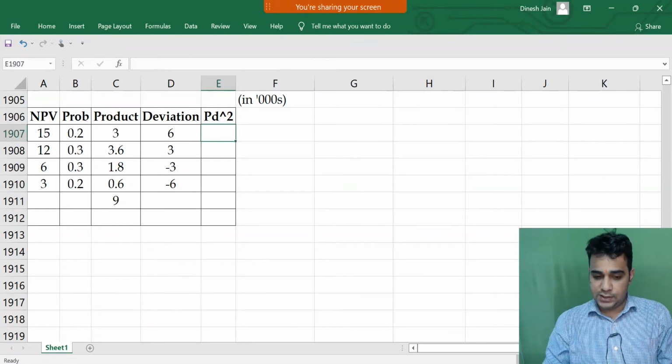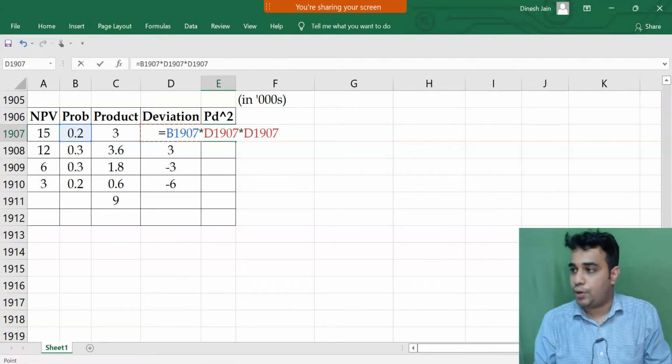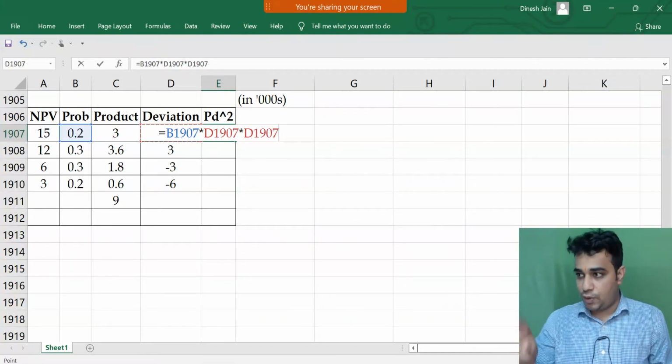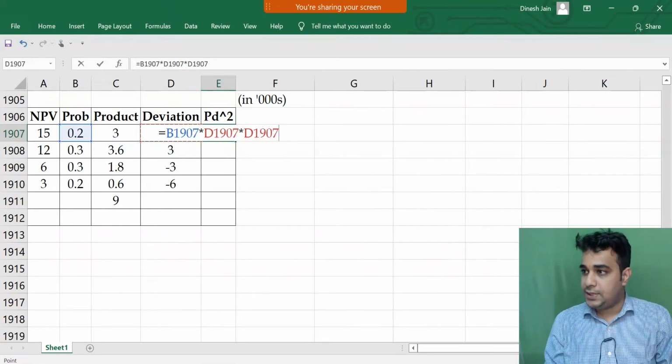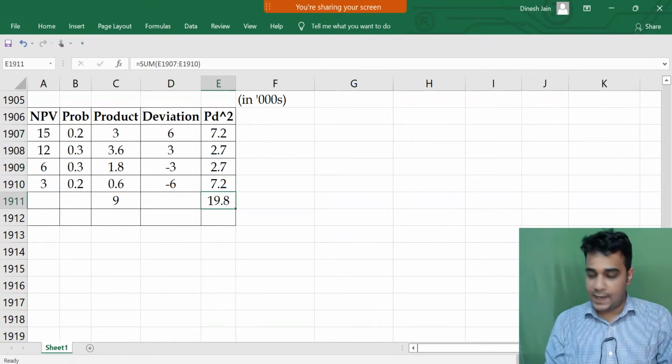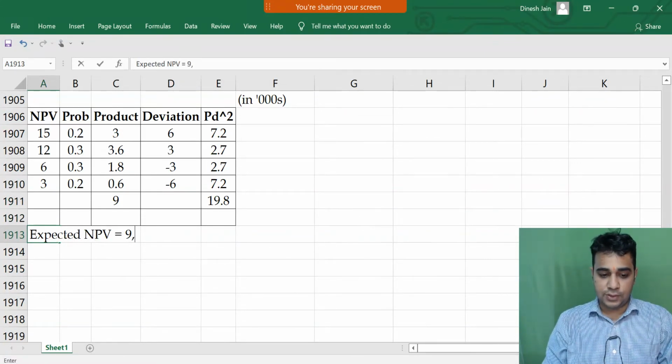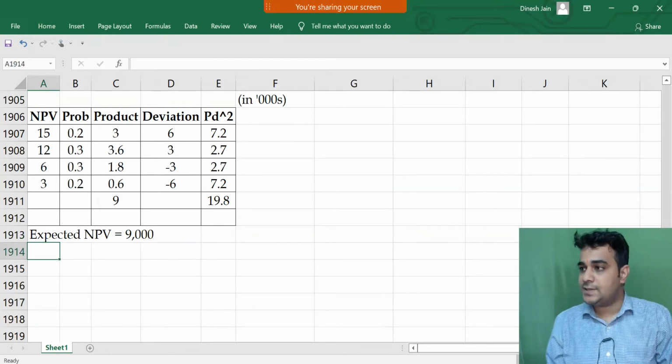And PD square is probability into deviation into deviation. Probability into deviation, square is only for deviation. We put a total for this as well. Expected NPV is the sum of product, 9,000. Expected NPV is 9,000, the sum of your product.